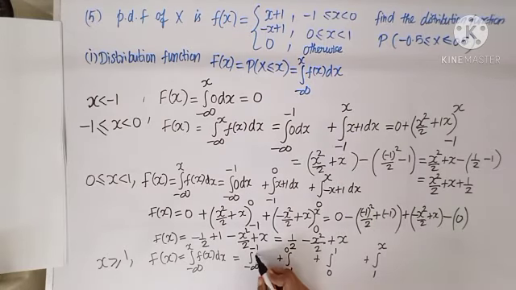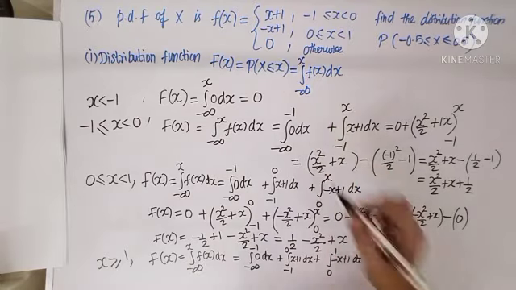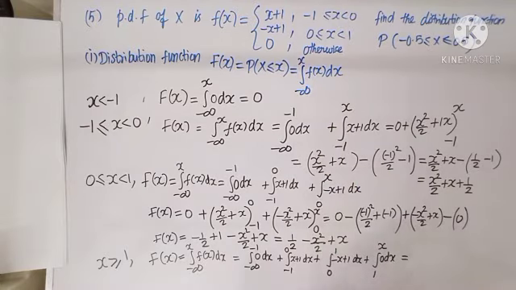Minus infinity to minus 1, it is 0. Minus 1 to 0, it is x plus 1. 0 to 1, it is minus x plus 1. 1 to x, after 1, it is 0. If I simplify, this is 0, this is also 0. So only this part is left out. X becomes x square by 2 plus x between the limits minus 1 to 0, plus this becomes minus x square by 2 plus x between the limits 0 to 1.